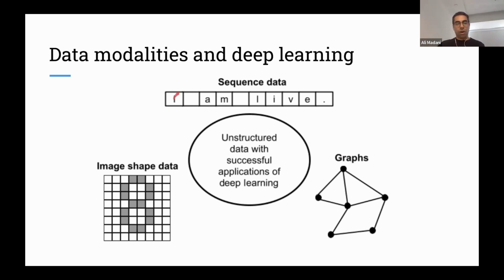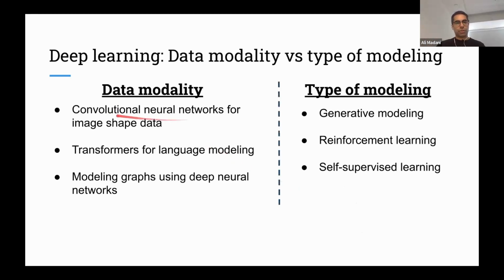So text is one kind of sequence data. It is a very important one, but it's not the only one. For example, you can have DNA as another example. You can have representation of molecules as another example, right? For image shape data, it is very clear. We are dealing with these pixel-based 2D or 3D images. And the question is, what would be the algorithm to benefit from to build successful models for that data modality? Or for graphs, we have models to be successful for each one of these data modalities. Okay. And those would be convolutional neural networks, transformers, graph neural networks.